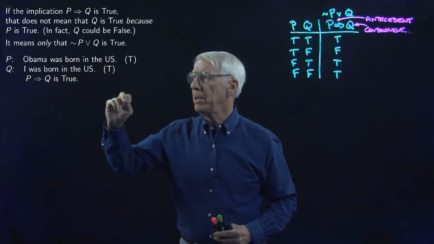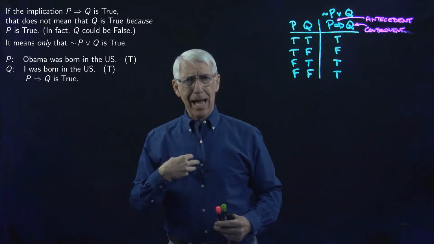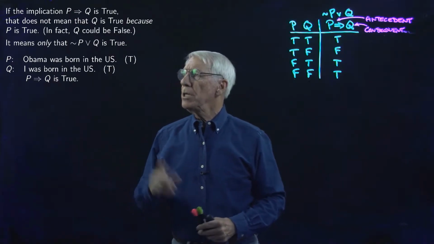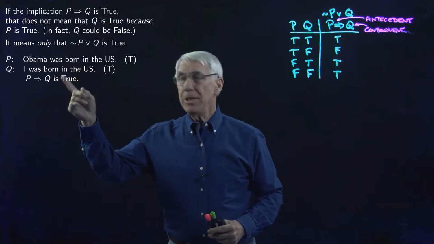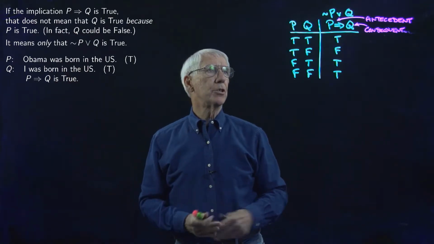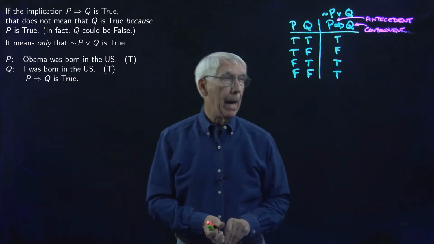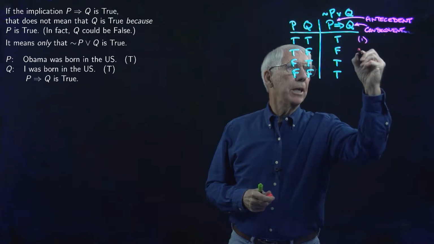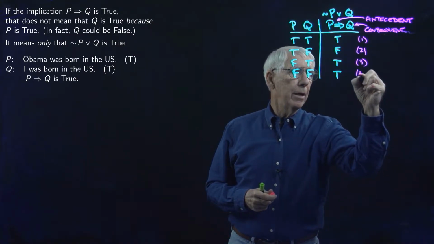And let's suppose that Q is the statement, I was born in the U.S. That happens to be a true statement also. And so since both P and Q are true, the implication P implies Q is true. That's the first line over here. In fact, let me number the lines here because I'm going to refer to line 1, line 2, and so on.